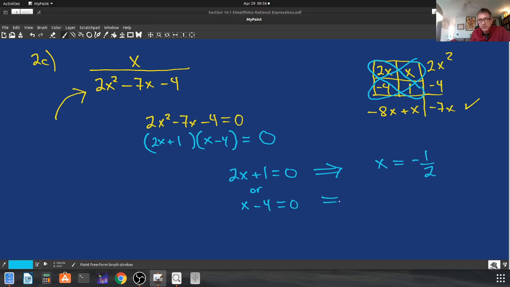And down here it's really simple. I just move the minus 4 to the other side and it becomes positive. So those are our two values for which the rational expression is undefined.